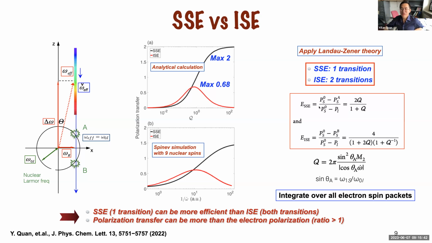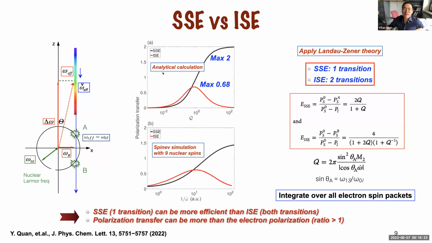I'm not going into the details of how this was calculated, but we did the calculation and wrote down the polarization transfer ratio going through one matching condition and going through the subsequent matching condition as a function of Q, which is proportional to omega-1 squared over the sweep rate. When we plot it, we found that mathematically, yes, the SSE can be a factor of 3 more efficient than the ASE. This has been confirmed by numerical simulations using the SpinEv simulation package.